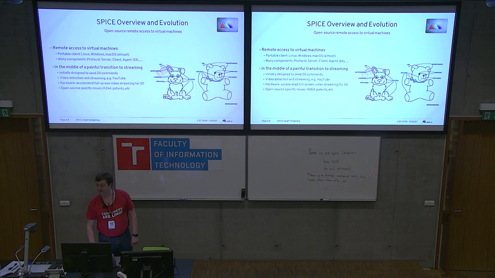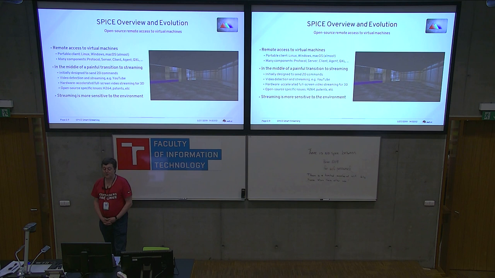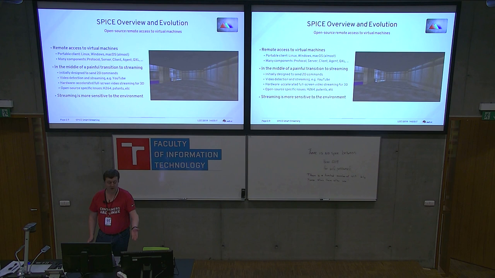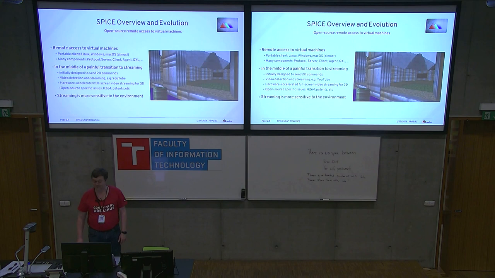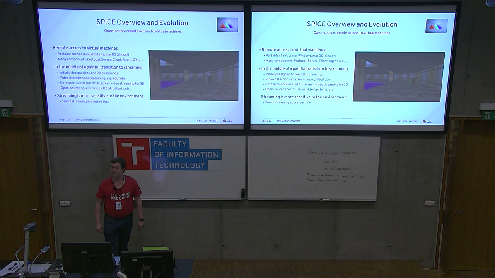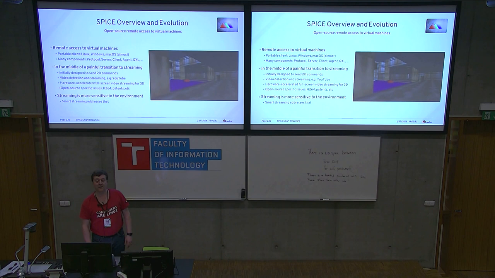So streaming, the problem is that it's more sensitive to the environment, like the network quality or things like that. So you play and you end up with something that looks a little bit like this. So the gaming experience is not right. It skips from time to time and so on. Smart streaming tries to address that to smooth things up and basically degrade, for instance, the picture quality to make sure that you stay at high FPS.